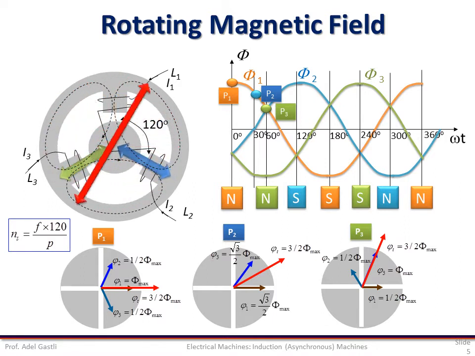Notice that the amplitude of the resulting field is constant and equal to 1.5 times the amplitude of the alternating fields. It rotates at a speed of ns equal to the frequency multiplied by 120 divided by the number of poles P. When the magnetic field vector rotates one revolution and is back to its starting point, the vector tip will have traced a complete circle. This speed is dependent on the number of poles P and the frequency F of the supply voltage.